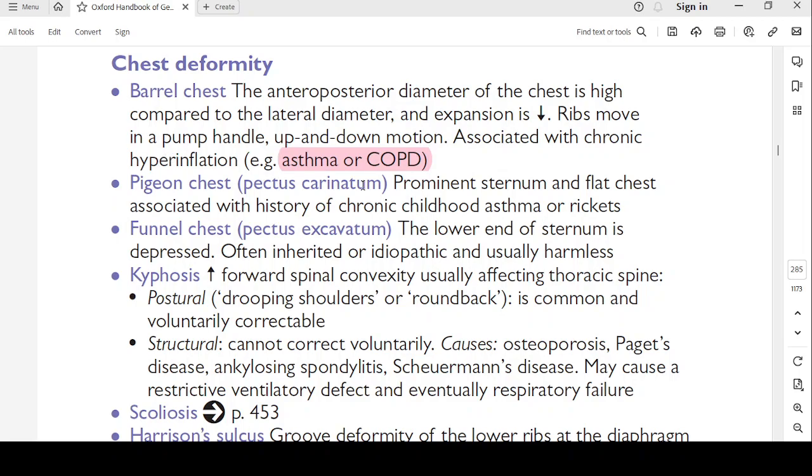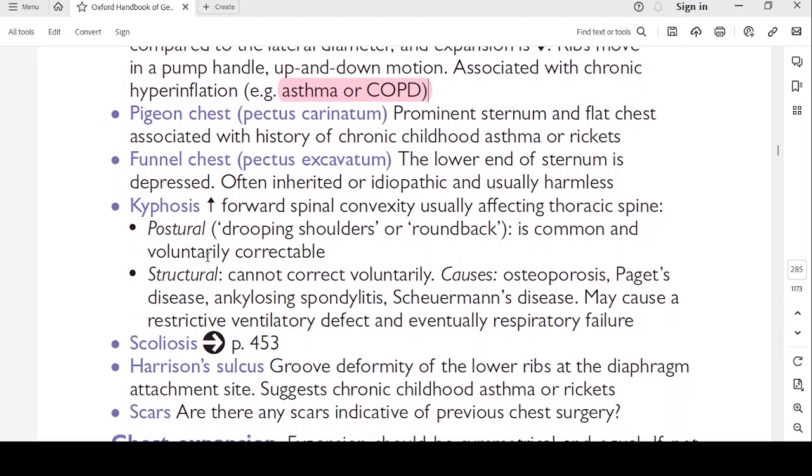Pigeon chest, pectus carinatum: prominent sternum and flat chest, associated with a history of chronic childhood asthma or rickets. Funnel chest, pectus excavatum: the lower end of the sternum is depressed, often inherited or idiopathic and usually harmless. Kyphosis: increased forward spinal convexity, usually affecting the thoracic spine. It could be postural, because of drooping shoulders or a round back, which is common and voluntarily correctable.